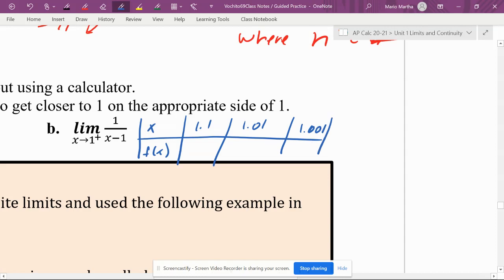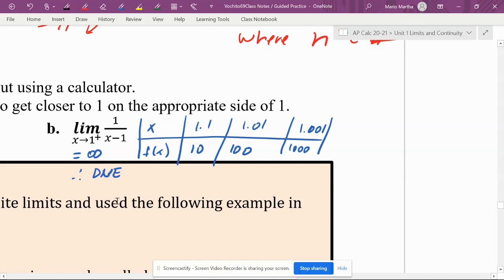If you plug that into the equation, you'll notice that we go towards positive 10 first, and then positive 100, and then positive 1,000. So we can say that this is going towards positive infinity. Therefore, the limit does not exist.